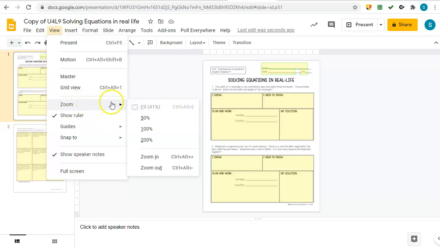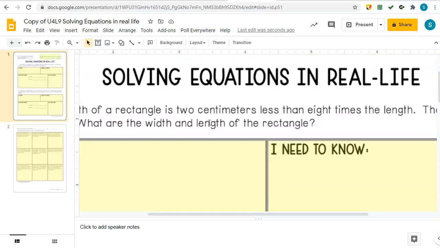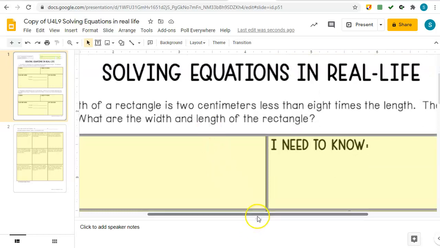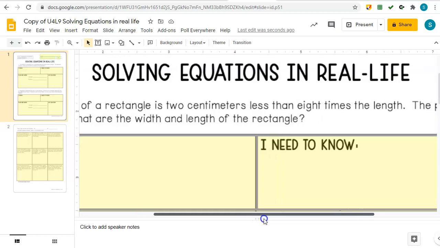Today's lesson is on solving equations in real life. The first part is identifying an appropriate equation given the situation that you have. So a large part of today is going to be reading the problem and trying to break it down into the things that we know, the things we don't know, and the relationship between them. So we're looking for everything that helps us set up our equation.